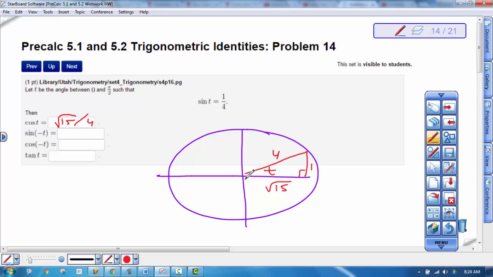Now negative t is just down here, so I'll draw that right here. And same thing, this is 1, this is 4, this is still square root of 15. Only this is negative now, so if they want to find the sine, that'd be negative 1/4. And cosine of that negative t would be adjacent over hypotenuse, which is still a square root of 15 over 4. And the tangent of t is opposite over adjacent, so that's negative 1 over square root of 15.